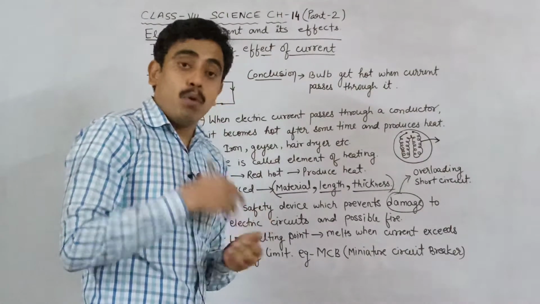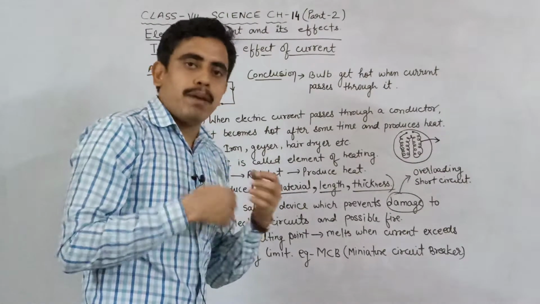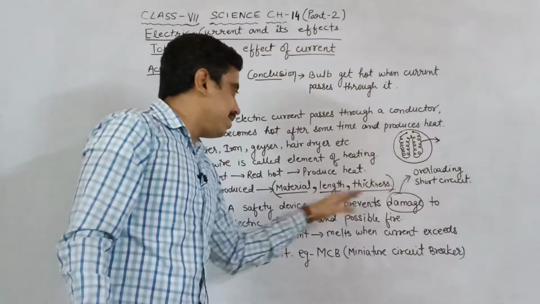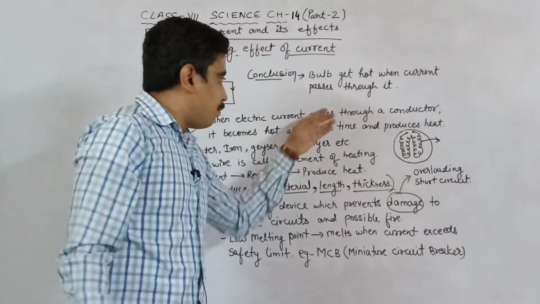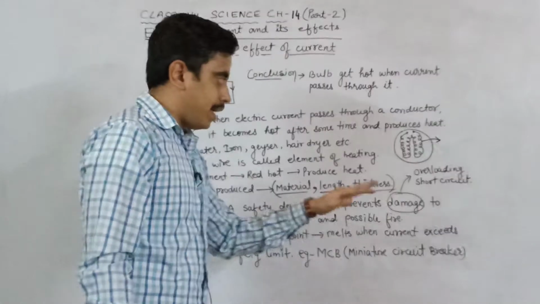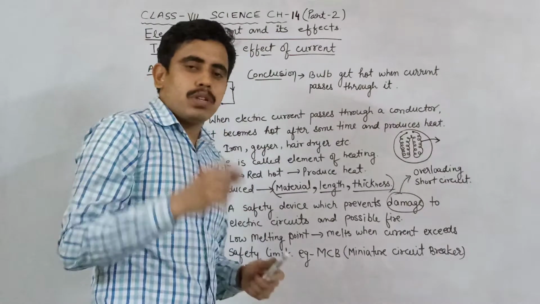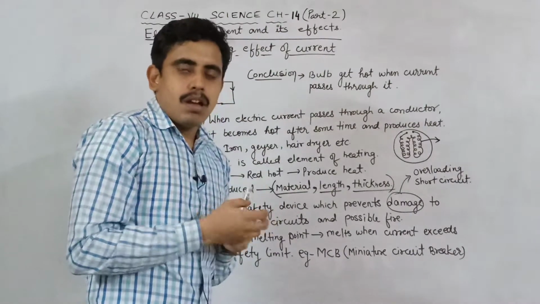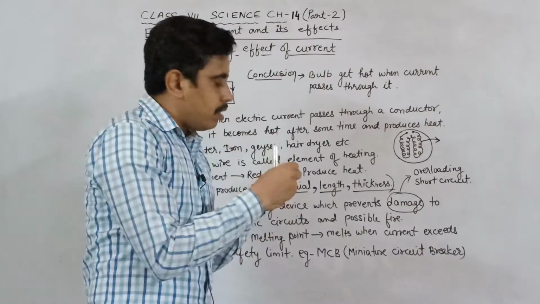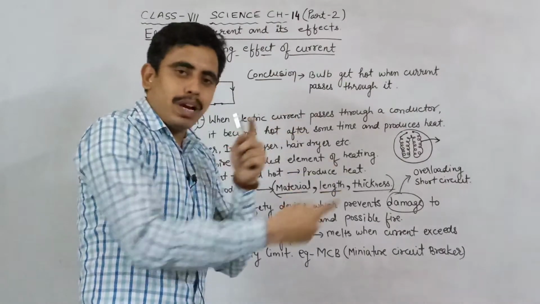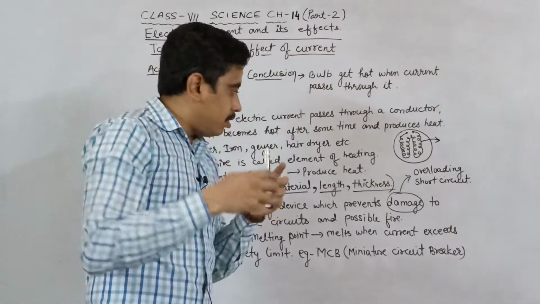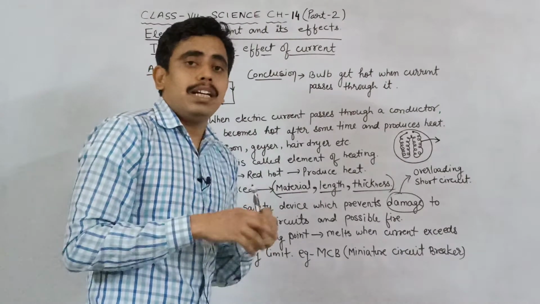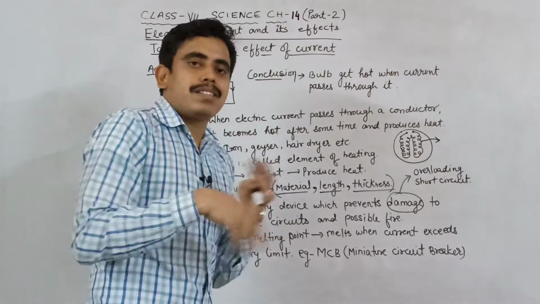If you require more heat in an appliance, the material, length, and thickness are chosen based on the heating effect of electric current. Have you ever observed steel wool, which is used to clean utensils? If you plug that steel wool into an electric circuit, when the current passes through it, it will start melting after some time, and the circuit will break.